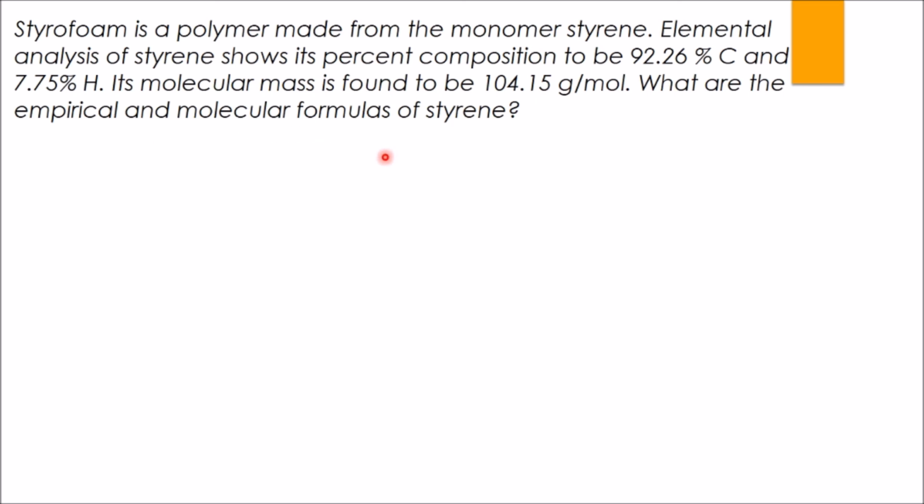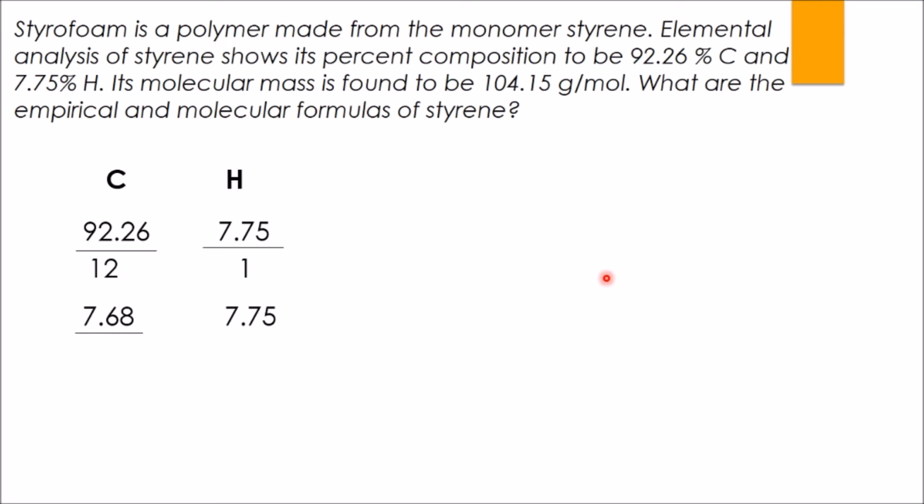So same steps we are going to apply over here. We are going to write down the elements first. We are going to write down the percentages that we are provided with: 92.26% carbon and 7.75% hydrogen. We are going to divide these percentages by the masses of these elements. The mass of carbon is 12 and the mass of hydrogen is 1. We all know this. We should know the masses of the elements before doing these numericals. So once we divide them, we get 7.68 carbon and 7.75 hydrogen.